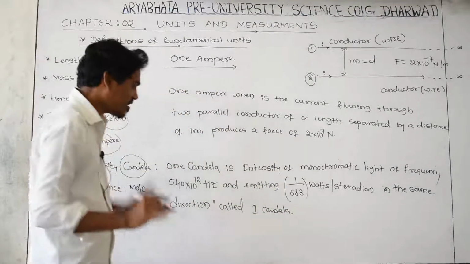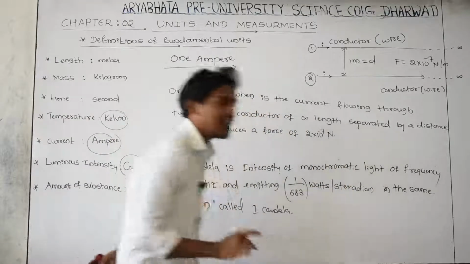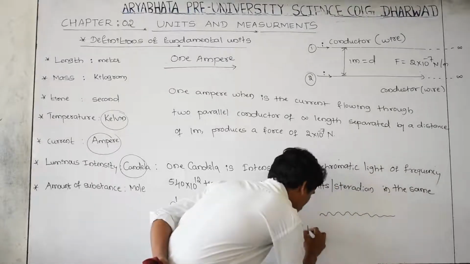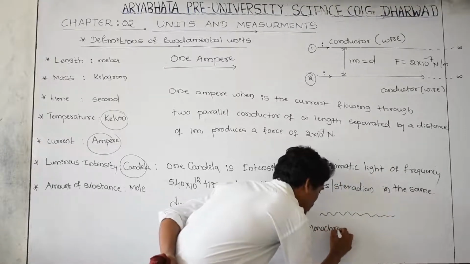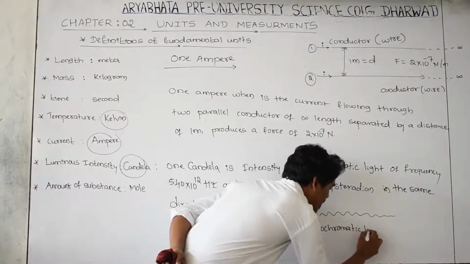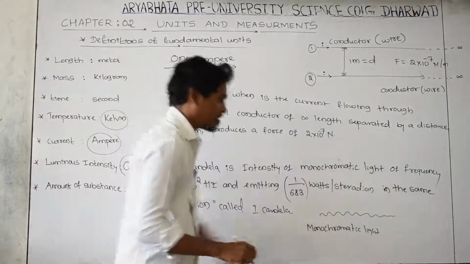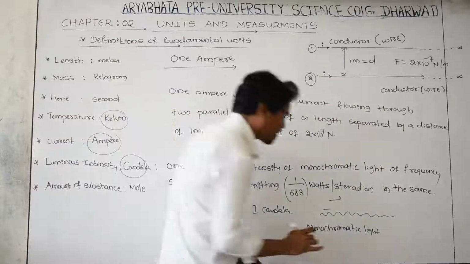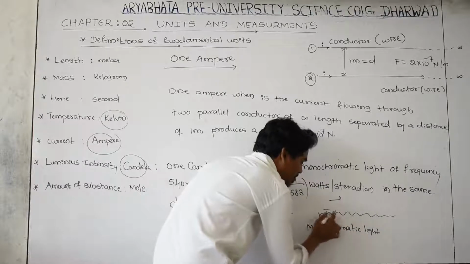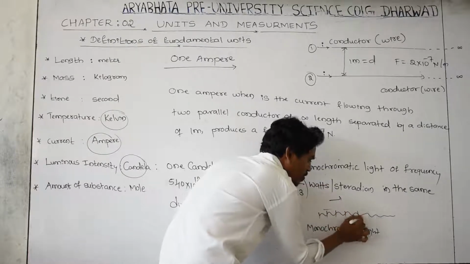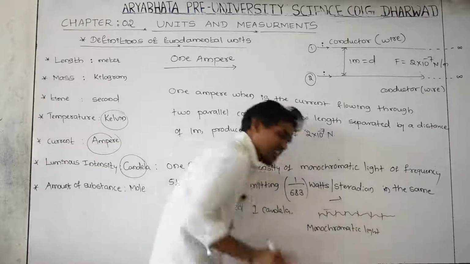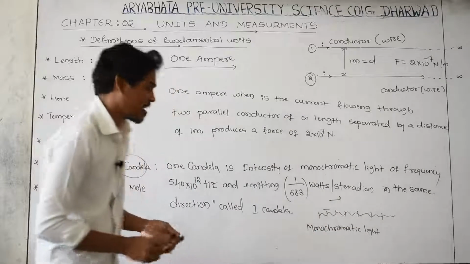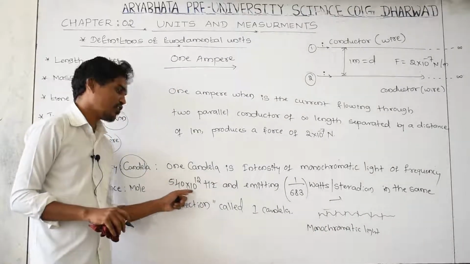What is the meaning? Let us take here monochromatic light. What is monochromatic light? A single ray of light. For example, this is a single ray of light. Monochromatic light means only one light, a single ray of light moving in this direction, and in 1 second how many waves are passing? This is the first wave, second wave, third wave, fourth wave, fifth wave, sixth wave, and so on. In just 1 second of time, how many waves are passing through the medium? 540 into 10 to the power 12 hertz.